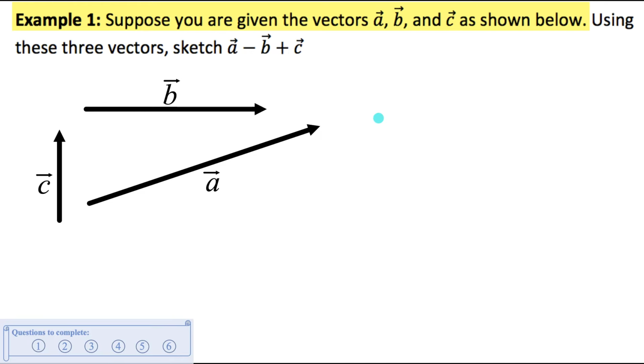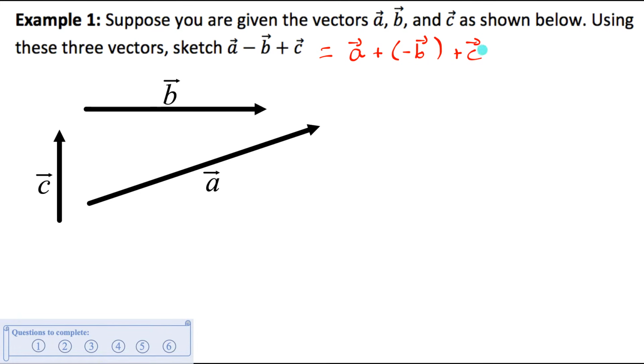Example 1: suppose we're given these three vectors, vectors a, b, and c that you see down below. Using these three vectors, let's sketch the graph of the vector that is vector a minus vector b plus vector c. When doing these types of questions, I find it most helpful if we change this to purely an addition question, because adding vectors is quite easy. So I'm going to rewrite this in an equivalent form. Instead of vector a minus vector b, I'm going to do vector a plus negative vector b. That's the same, since one method for subtracting vectors is to add the opposite.